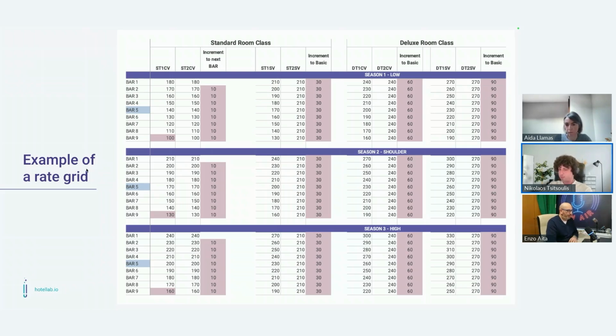So this would be an example of a rate grid. I have a property, I have 3 seasons: low, shoulder, and high. And I'm going to say that when my occupancy or the expected demand is going to be low, I'm going to be using BAR 8 or BAR 9. So this would be priced at 110 or 100 euros. Now, BAR 8 and BAR 9 in the shoulder season would obviously be higher because it's a different season and we expect the demand to be stronger.